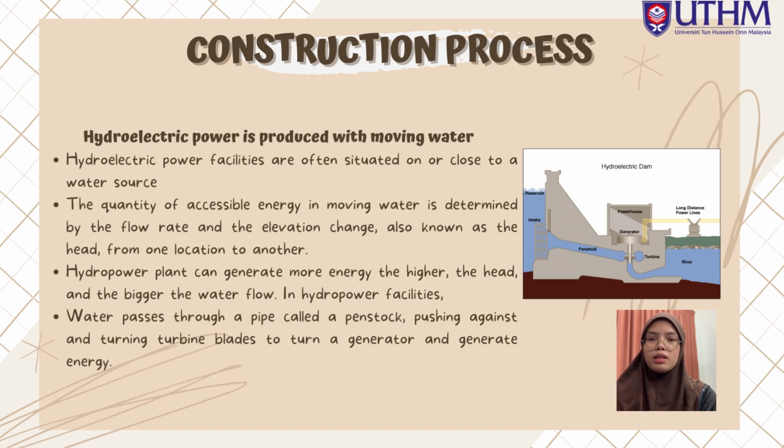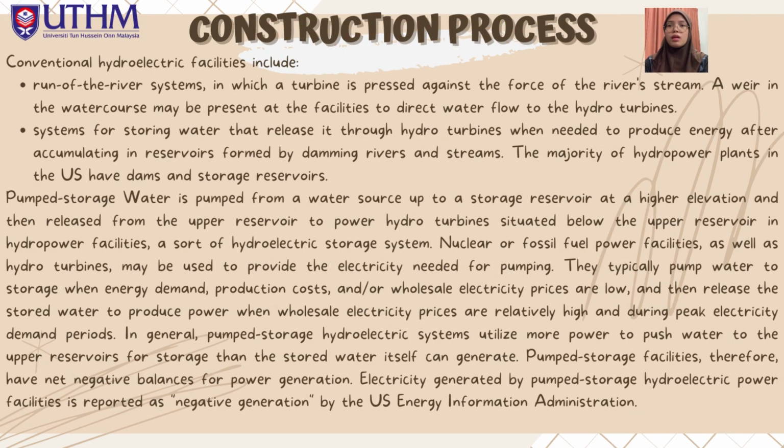In hydropower facilities, water passes through a pipe called a penstock, pushing against and turning turbine blades to turn a generator and generate energy. Conventional hydroelectric facilities include run-of-the-river systems in which a turbine is pressed against the force of the river stream. A weir in the water course may be present at the facilities to direct water flow to the hydro turbines.